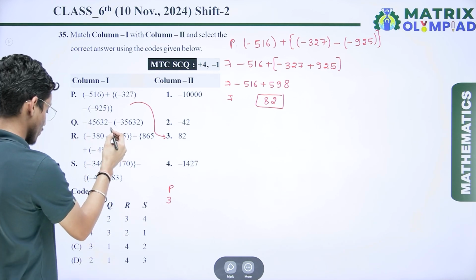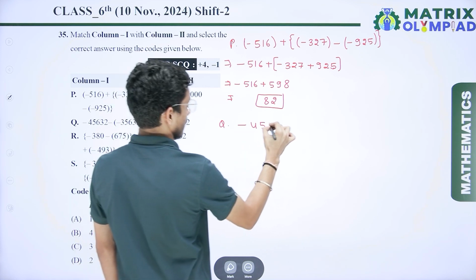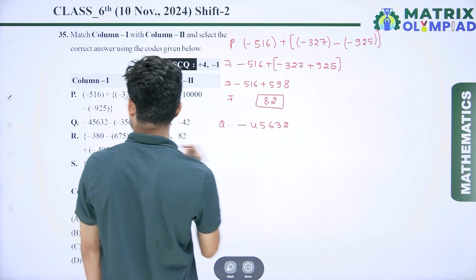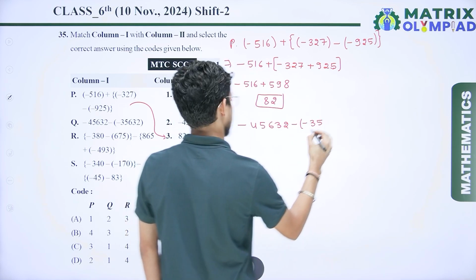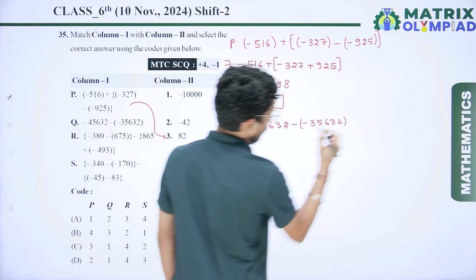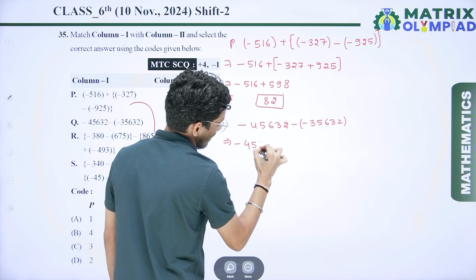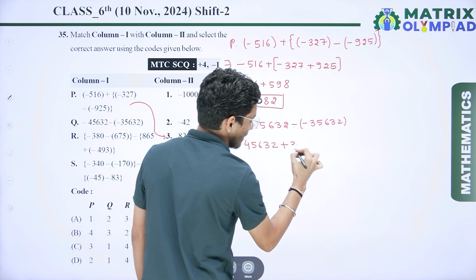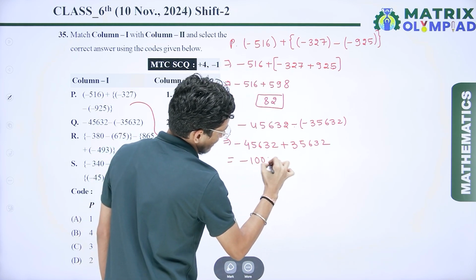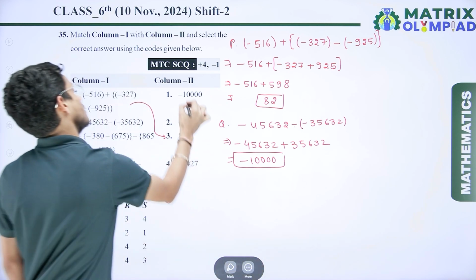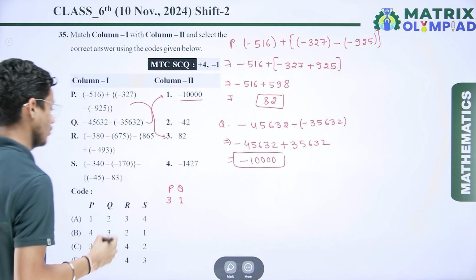So if I talk about Q, that is minus 45632, again minus 35632. So here we know minus minus again plus. So here I can say that minus 45632 and minus minus, that is plus 35632. So if I solve this one, here I get the answer that is minus 10,000. So where is 10,000? So here I can say that Q is connected to 1.